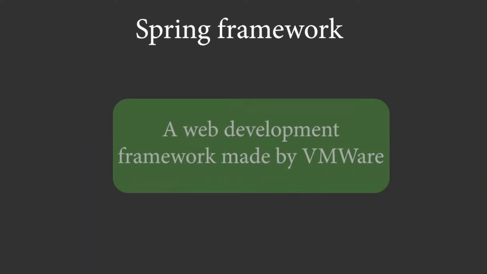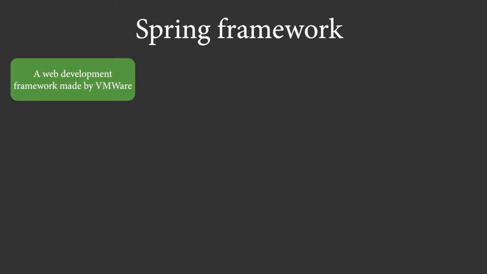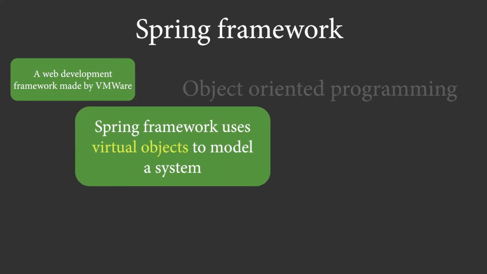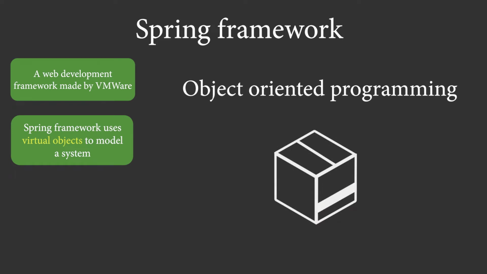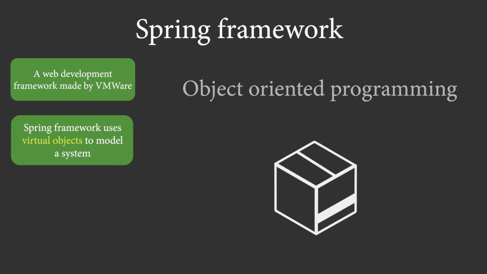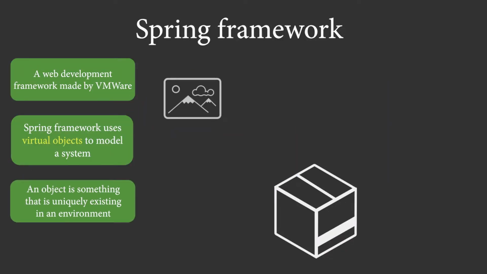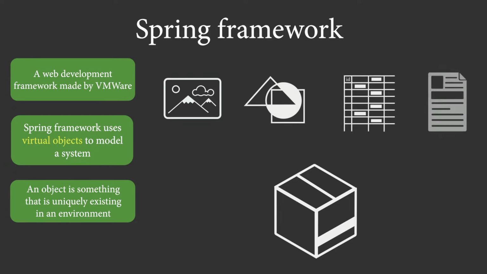Spring Framework is a web development framework produced and maintained by VMware, a cloud computing company. Spring Framework, and by extension Java, use virtual objects to model a system. This is a specific paradigm of programming called object-oriented programming. An object can be anything that is uniquely existing in the virtual system, from a picture, a graphic, to a collection of data, or even code.